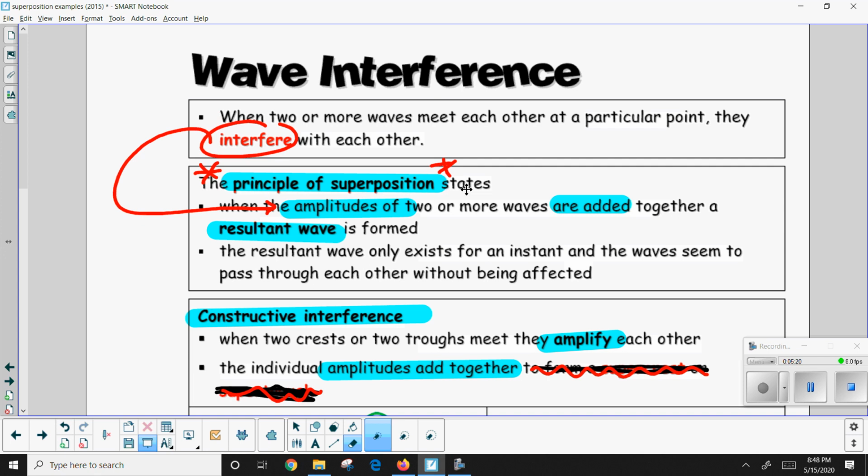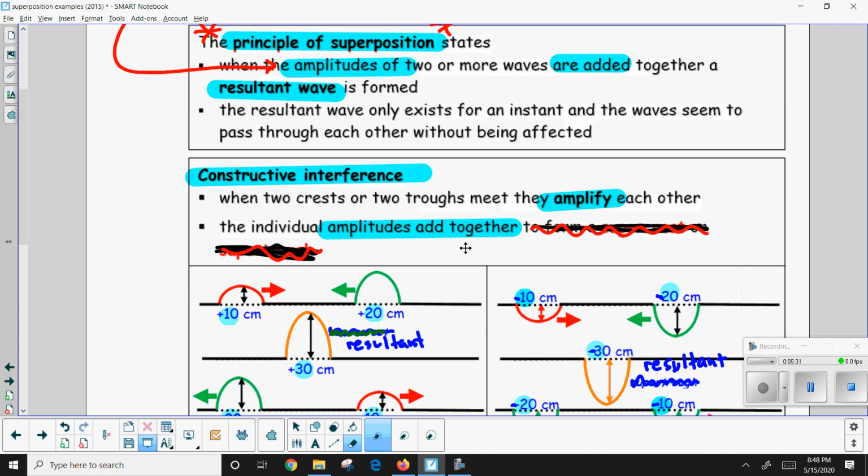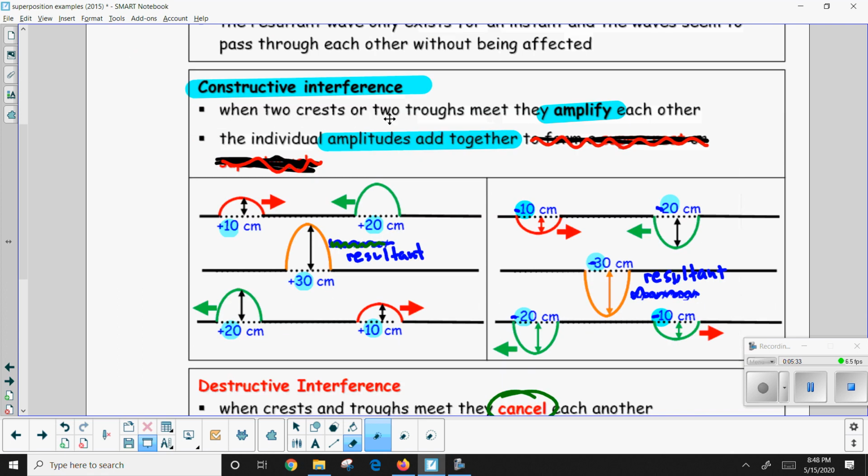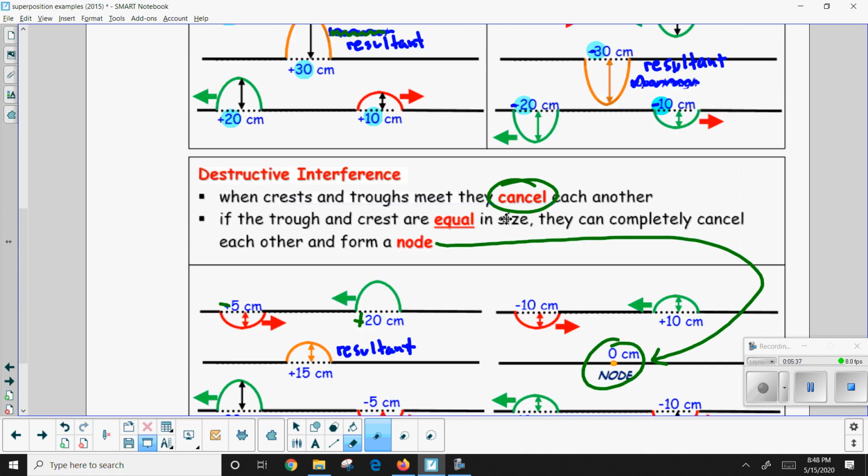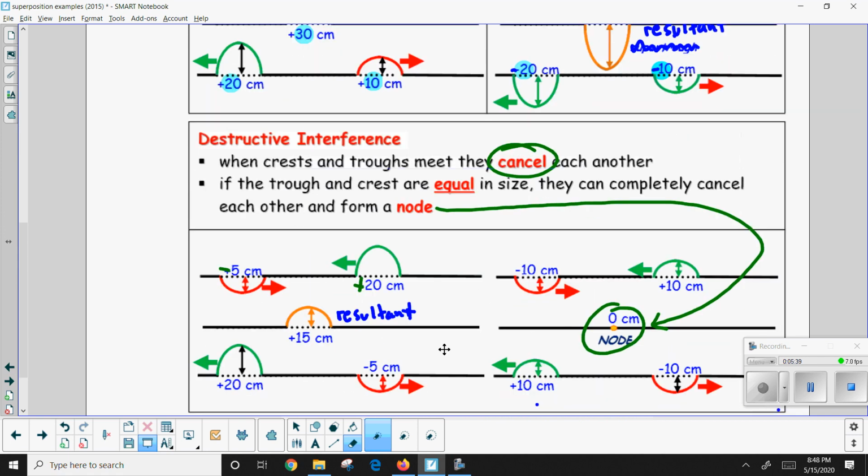So this is called the principle of superposition. It means basically when two waves interfere, the amplitudes of the two waves are added and you get this resultant wave. Sometimes the waves amplify each other, so it's called constructive interference. The amplitudes add up. And sometimes we've got destructive interference. The two waves cancel each other.